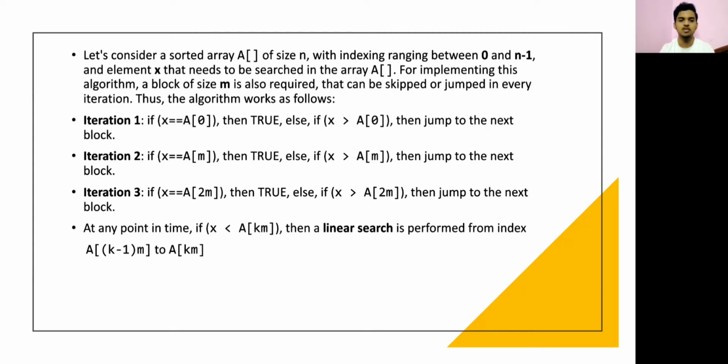In first iteration, if x is equal to the 0th index, then true, or else if x is greater than the 0th index of array A, then jump to the next block. In second iteration, if x is equal to the mth index, then true, else if x is greater than the mth index of A, then jump to the next block. In third iteration, if x is equal to 2m, then true, else if x is greater than 2m, then jump to the next block. At any point in this, if x is lesser than km, then a linear search is performed.